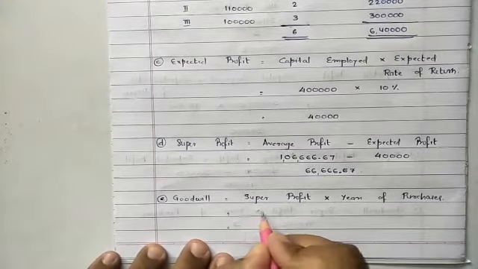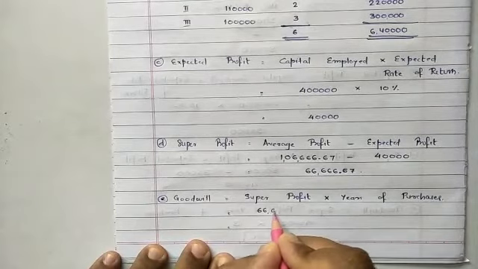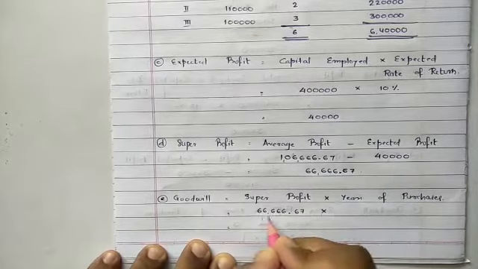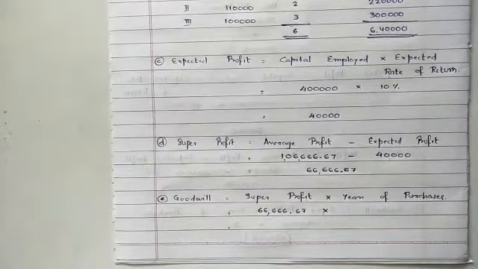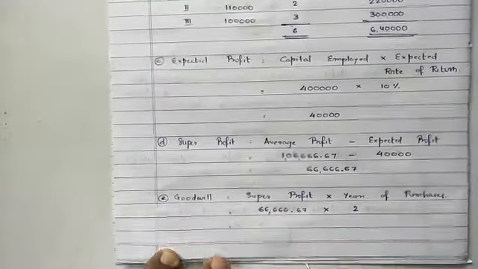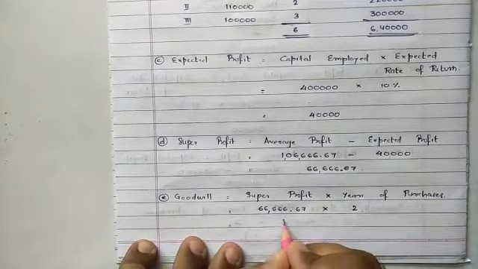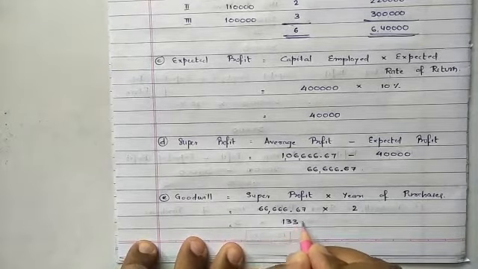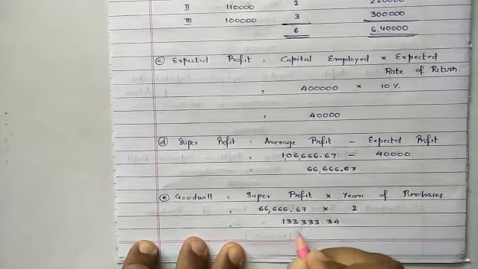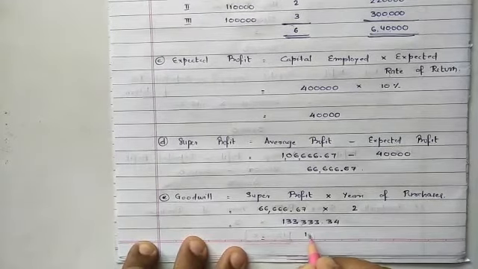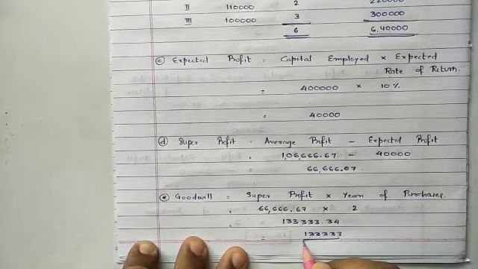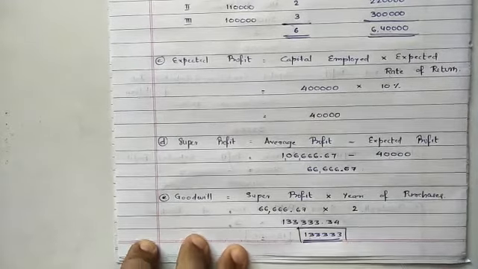And finally applying the same for calculation of goodwill. So goodwill is equal to super profit 66,666.67 multiplied by years of purchase. In this case it was 2 times of super profit, so multiplying it with 2, the resulting answer now comes to 1,33,333.34. Finally you can round it off to the nearest rupee, that will be equal to 1,33,333. As it is less than 50 paise, we'll keep the previous one.